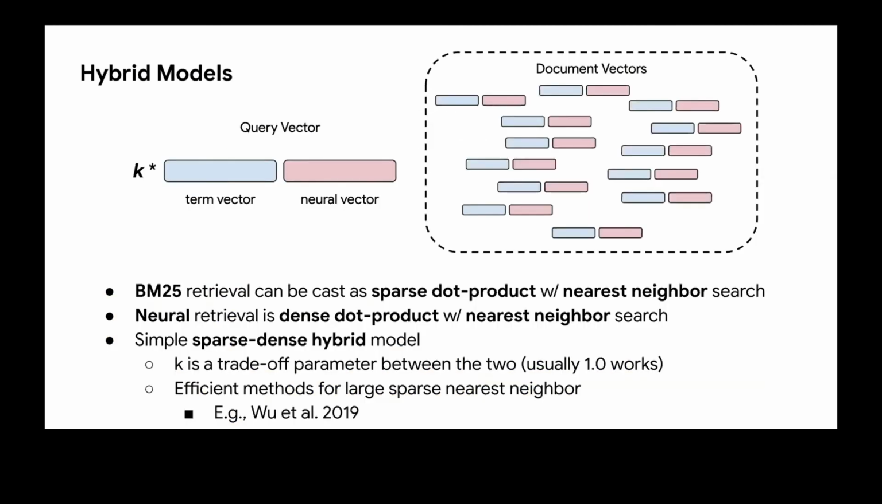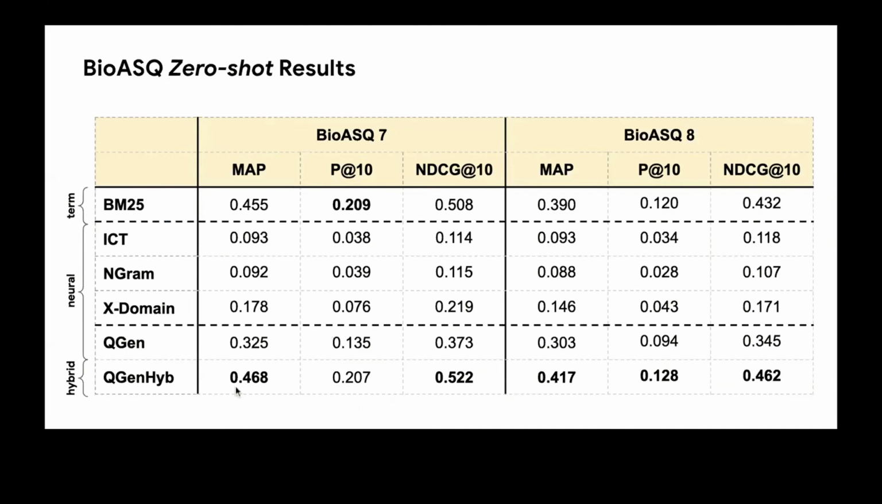To handle that, we did a very simple hybrid model. We made the observation that TF-IDF-based models like BM25 can be sparse dot products with nearest neighbor search. Neural models are dense dot products with nearest neighbor search. So we can just create a sparse-dense hybrid where half of our vector, our encoding, is sparse and the other half is dense. And this parameter K allows us to control the memorization versus generalization trade-off. What we can see here, in the last row for BioASQ, is that when we do this, we supersede all the results. On average, the model is now doing better than both BM25 and the neural model QGen.